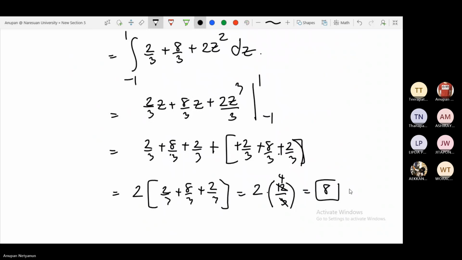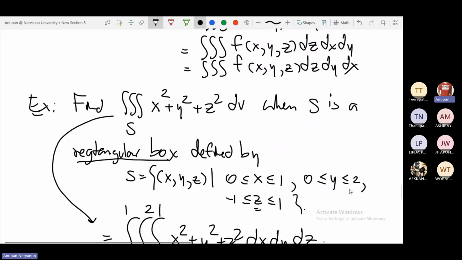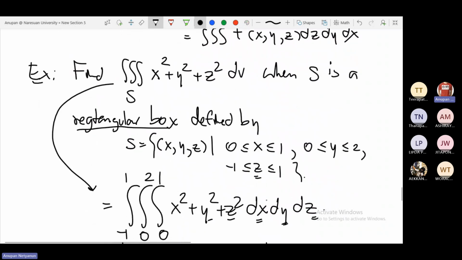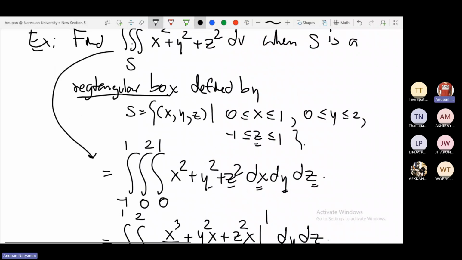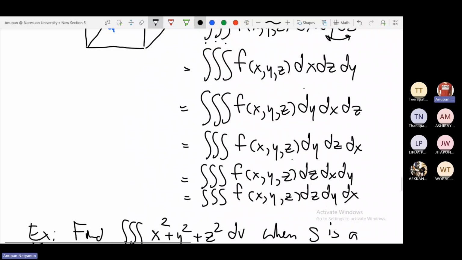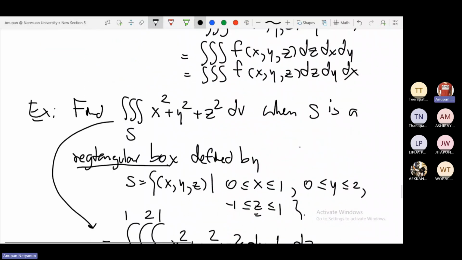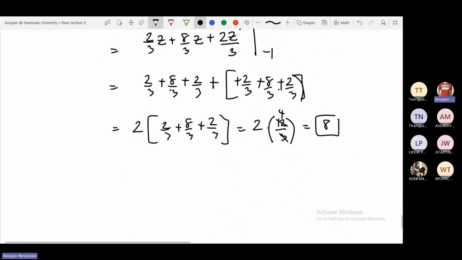Again, since this is a rectangular box, you can switch the integral into any of these six integrals. You can start with, let's say, dy first, then dx dz. Any order would be fine, and the outcome should be the same, which is 8.